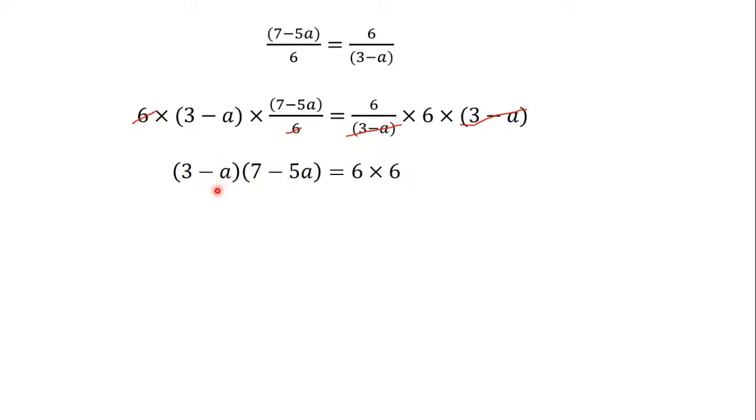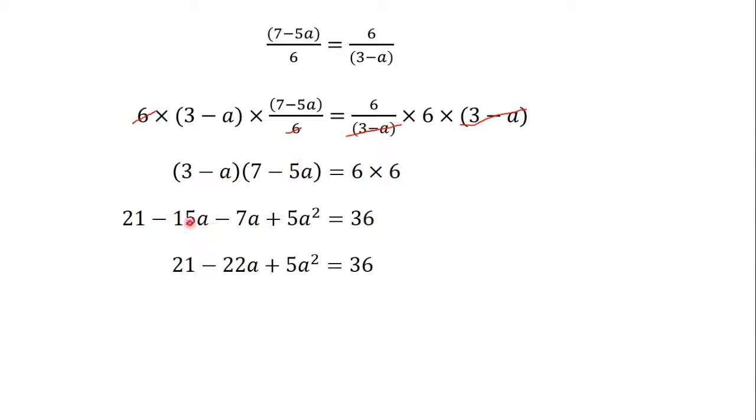We open the bracket. 3 times 7 will give us 21. 3 times minus 5a will give us minus 15a. Minus a times 7 will give us minus 7a. Minus a times minus 5a will give us plus 5a squared. 6 times 6 will give us 36. Minus 15a minus 7a will give us minus 22a. So we have 21 minus 22a plus 5a squared is equal to 36.